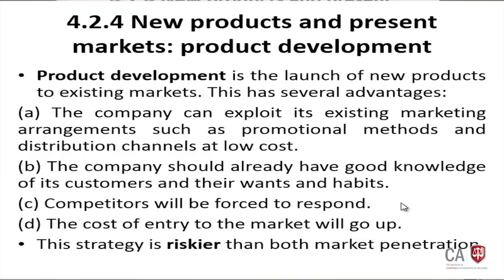So you can use already existing marketing arrangements like distribution. For example, if you are using a distribution lorry to deliver your goods, there may be some space inside the lorry. Now you can use that space to deliver the new products. At the same time, you are offering the goods to the existing market. You have a good idea about the customers, right? Therefore, you can exactly meet such customer group's needs. Then competitors will be forced to respond. When you have done this type of thing, competitors want to respond for their survival. Then it is not easy for others to enter the market since you have so many products in the market.